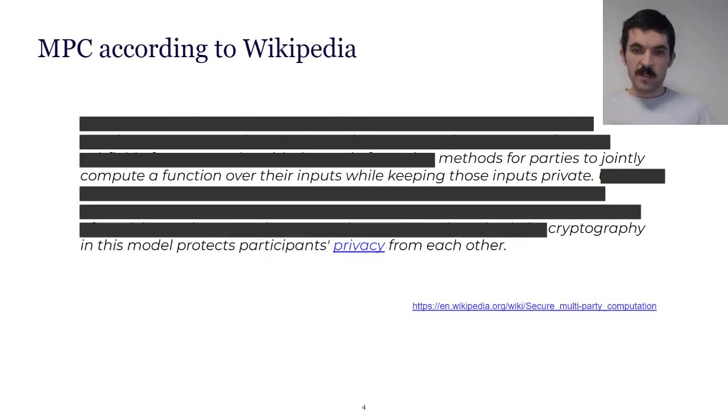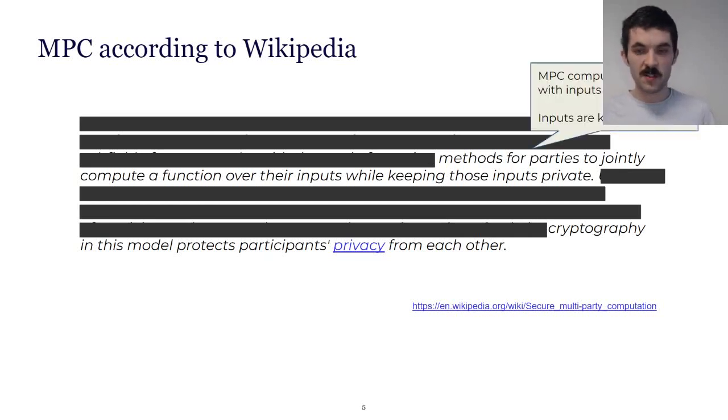We can take out all the, I won't say uninteresting parts, but at least for understanding what MPC is and what it gives you, there is a lot of noise in this text. By removing that, we end up with two sentences that I highlighted. The first says that MPC is methods for parties to jointly compute a function over their inputs while keeping those inputs private. And secondly, that MPC is cryptography that allows participants, when they compute this function, to keep their inputs private from each other. So the cryptography provides privacy essentially.